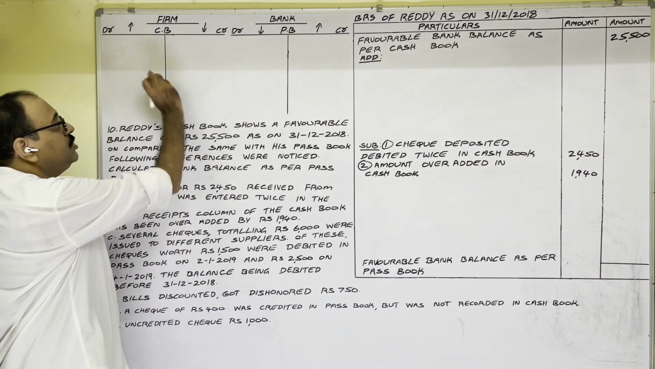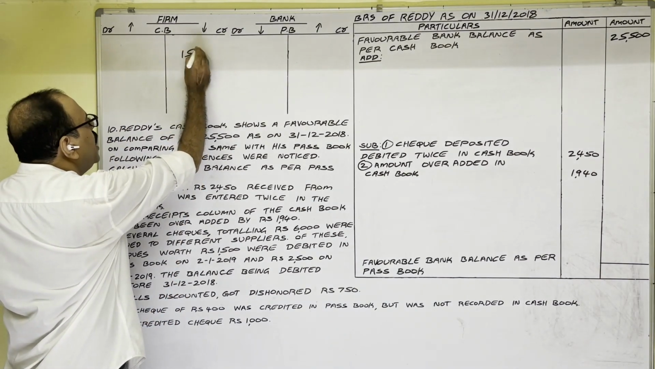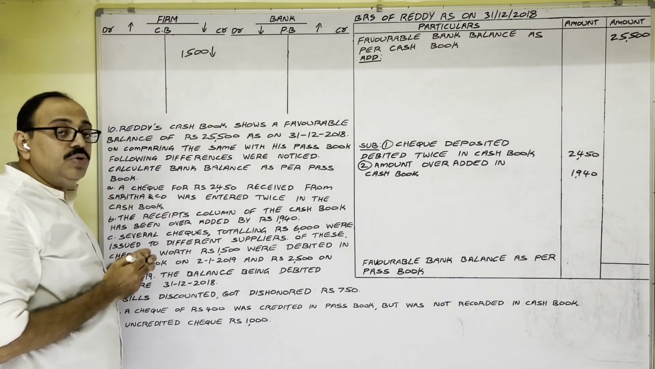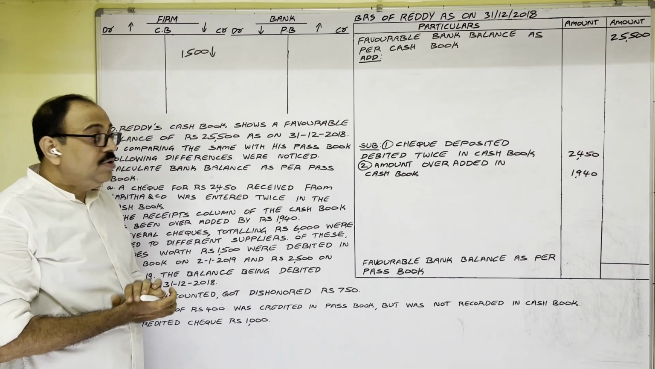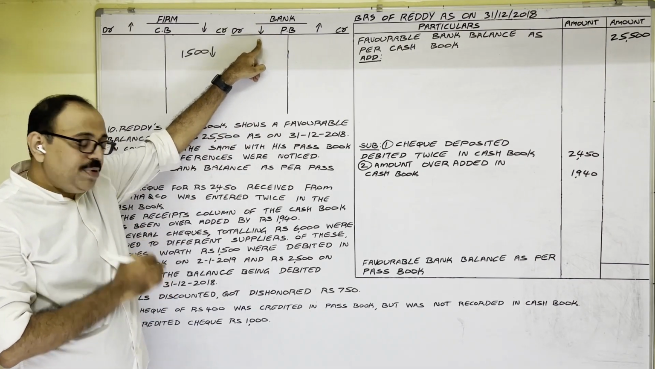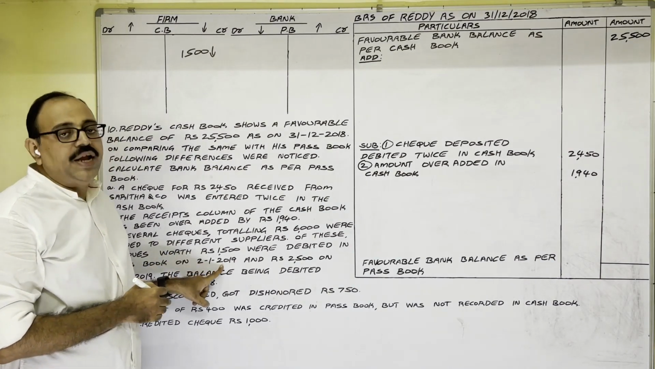The supplier went to the bank, presented the check, took the money, and the bank balance decreased. In the cash book, a decrease means which side? Credit side. The firm has credited 1,500 in the cash book. In the passbook, they should record it on the debit side, because as per the passbook a decrease in balance means debit side. But what happened? They debited it in the passbook on 2nd January 19.